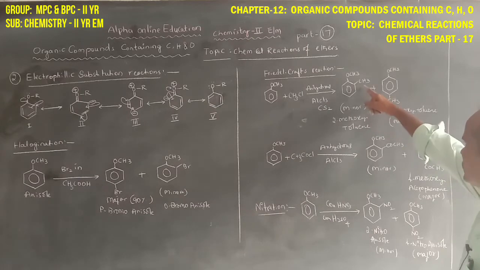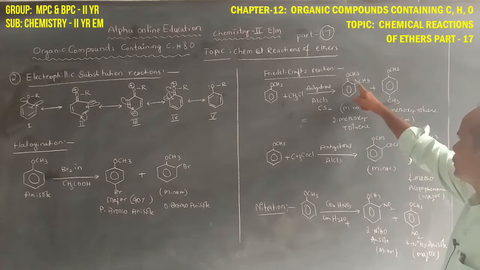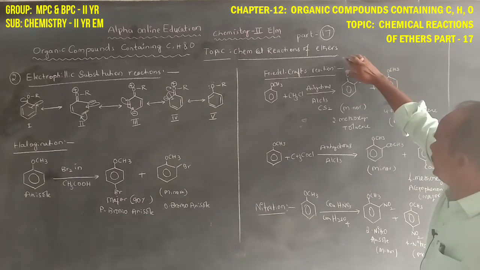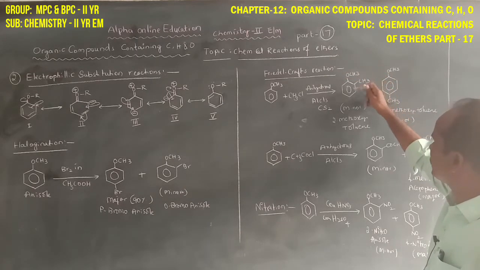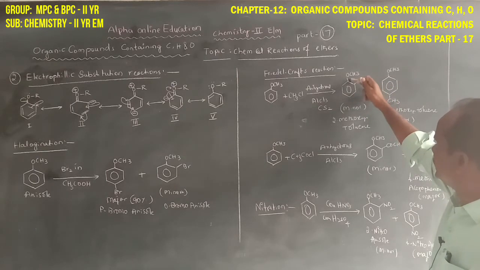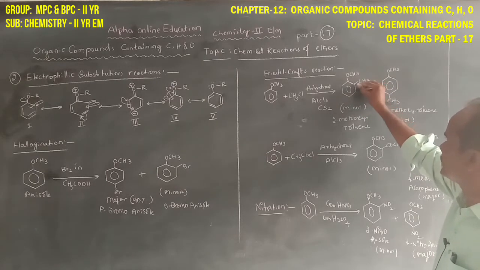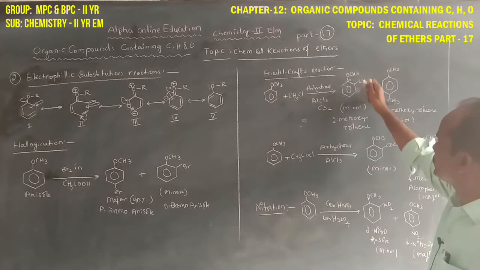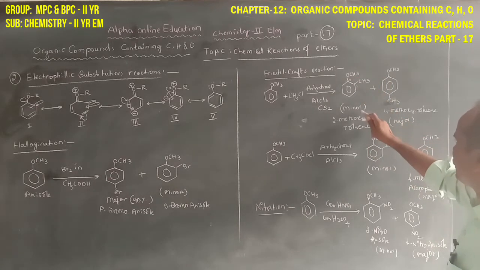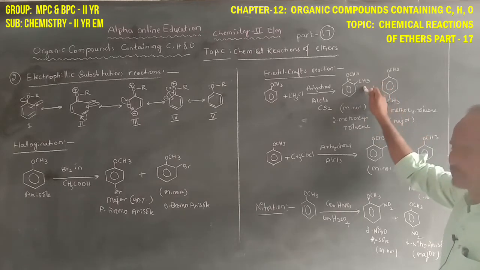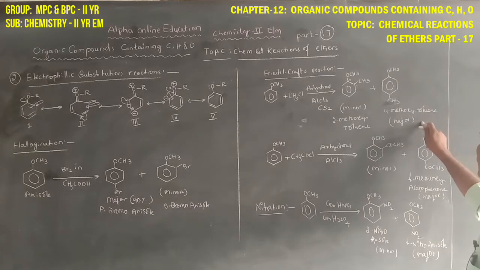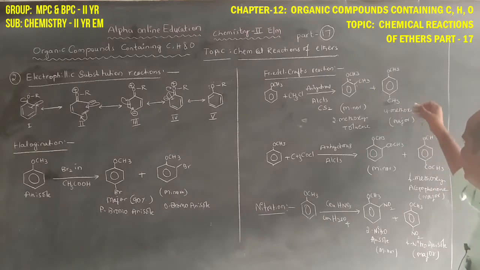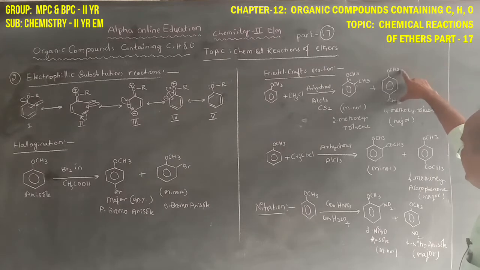That gives 2-methoxytoluene. If the methoxy group were absent, the compound would be called toluene, so toluene is considered the main group and methoxy is the substituent. That's why it is 2-methoxy. 2-Methoxytoluene is formed as a minor quantity because of steric hindrance. 4-Methoxytoluene, the less sterically hindered compound, is formed as the major quantity.